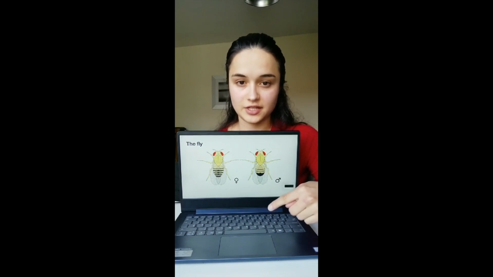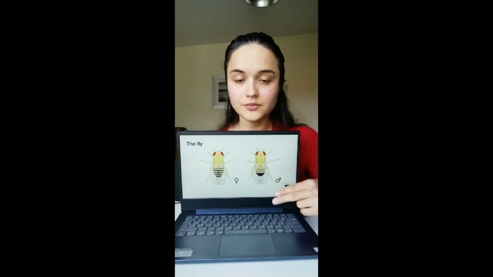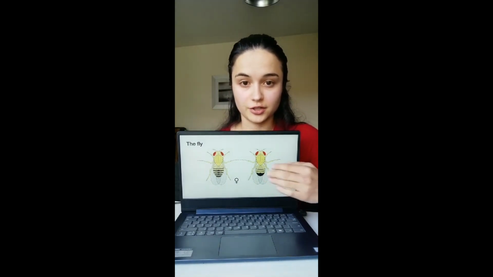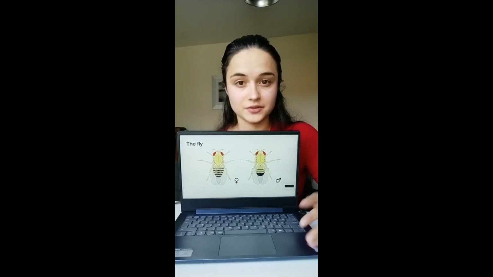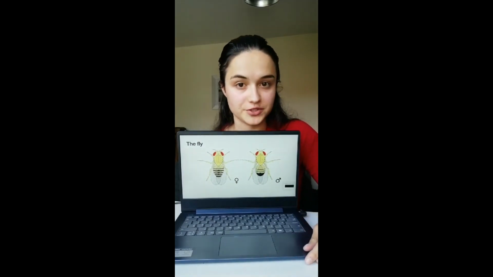And we can see here that we've got a female here and a male here. Basically, we can see that there is a difference in how they look, and that is easy to distinguish on a scope in the lab. You can go and look at the flies, and you'll be able to distinguish between the two.